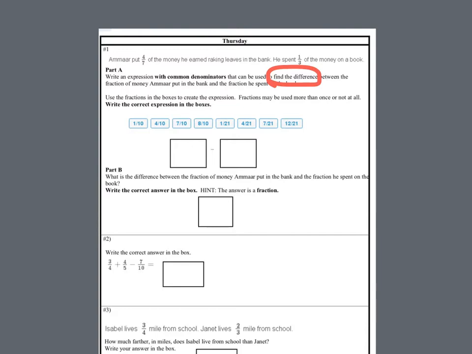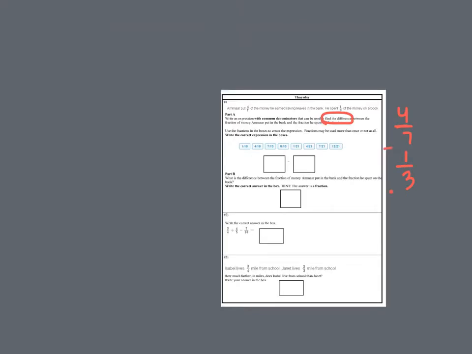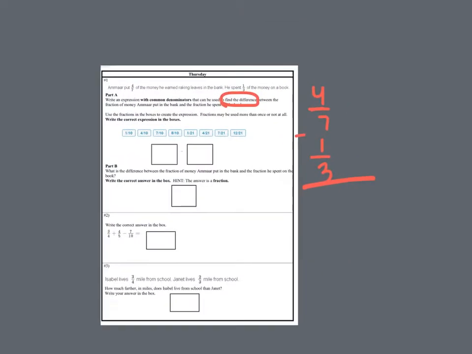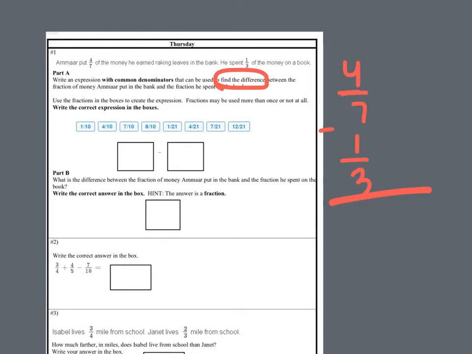So we have this guy named Amar. He places 4/7 of it in the bank, and then 1/3 of it on a book. So obviously 4/7 is greater than 1/3, so it'll be 4/7 minus 1/3. But it does say that we need a common denominator. So between 7 and 3, we need to find a common denominator, and that is going to be the number 21. And to go from 7 to 21, it will be 7 times 3. And then, of course, we'll do 4 times 3. It has to be the same number up top with a numerator and below with a denominator.